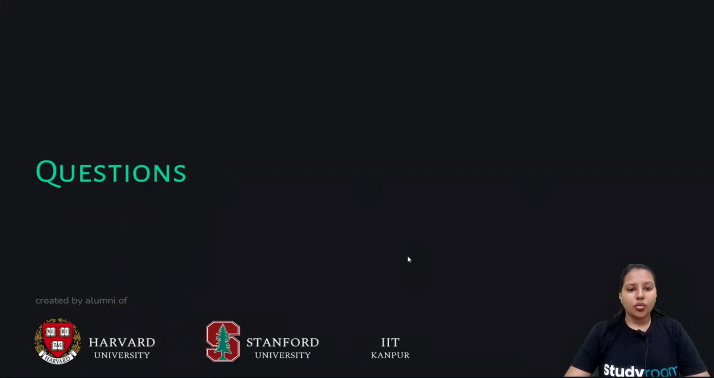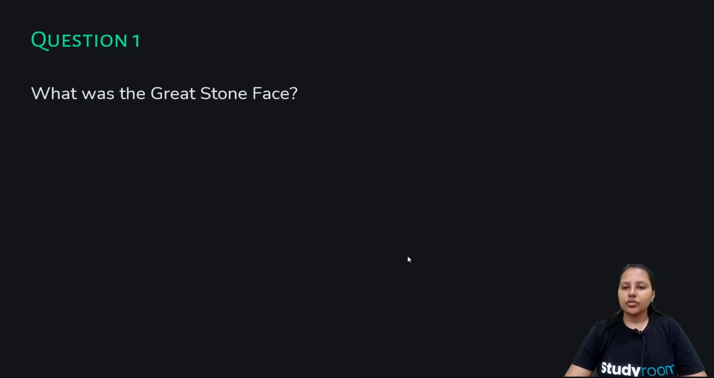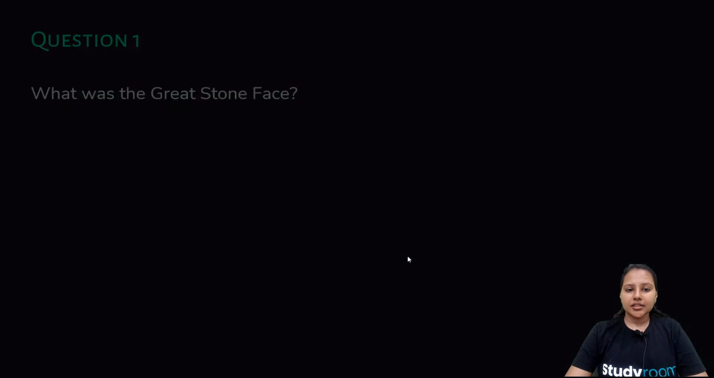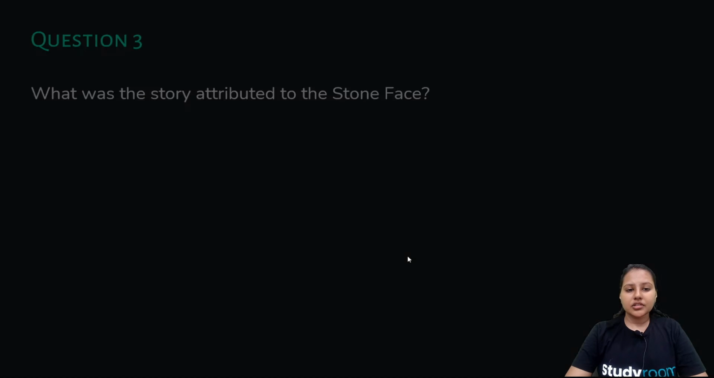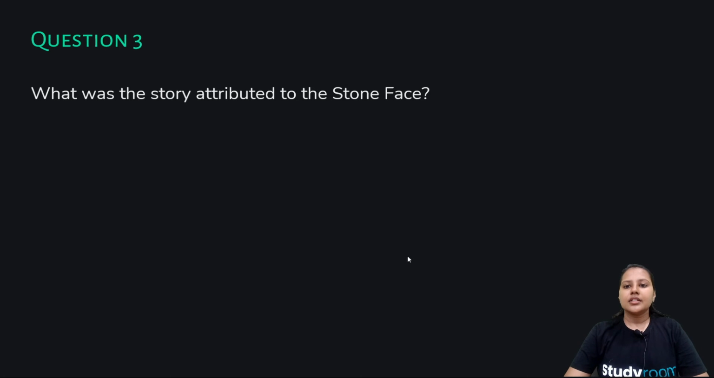The questions. What was the great stone face? So the great stone face, as described in the first paragraph of the story, when the mother and son were gazing at it, it was basically a heap of rocks from the mountain in perpendicular shape that looked like a human face. What was the story attributed to the stone face? That somebody would be born here in the valley, and he would be so noble and humble that he would have the face resembling it.